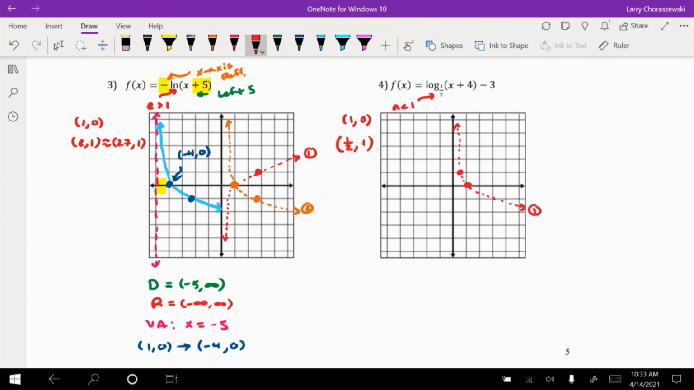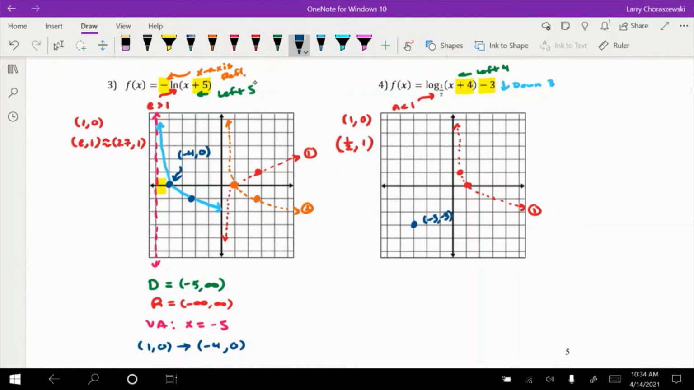Based on +4 inside the argument, we'll have to go left 4. And then after that, down 3. Maybe we can do both those at the same time, just to save on some writing. I'll start with (1, 0). That's going to go left by 4, and then down by 3. So the x-intercept ends up in this location, which is at (-3, -3).